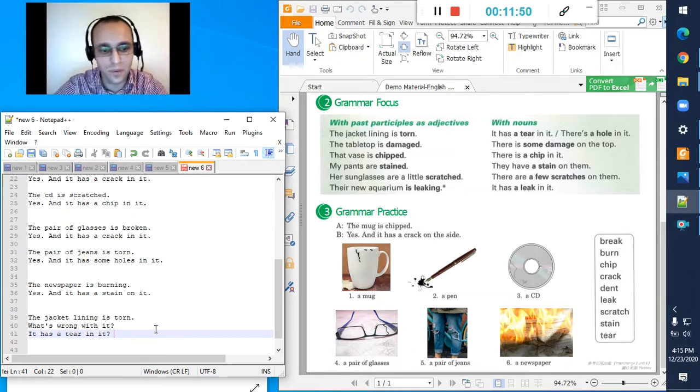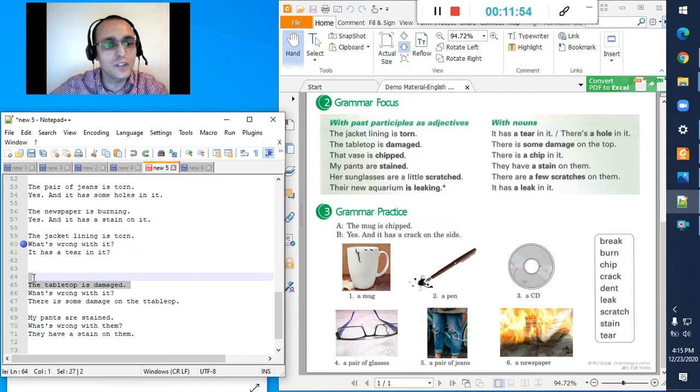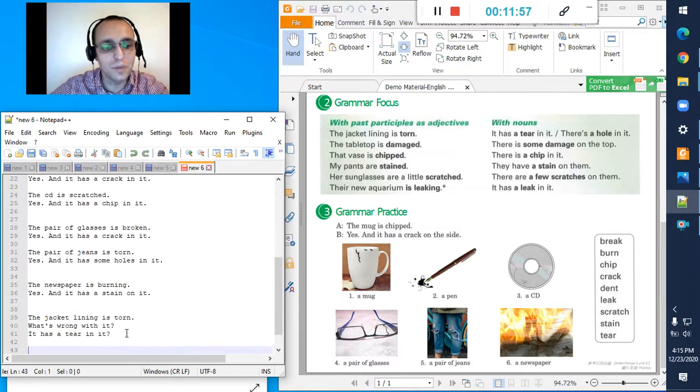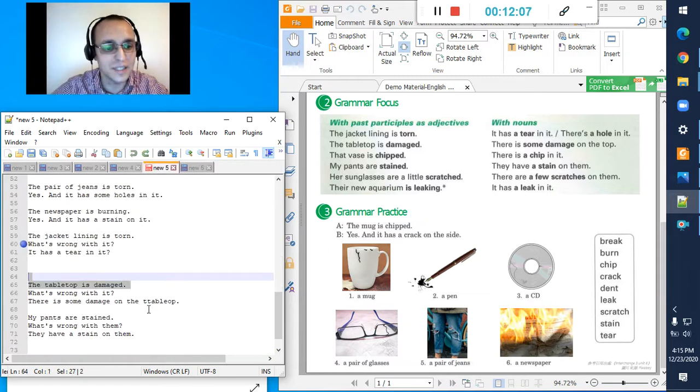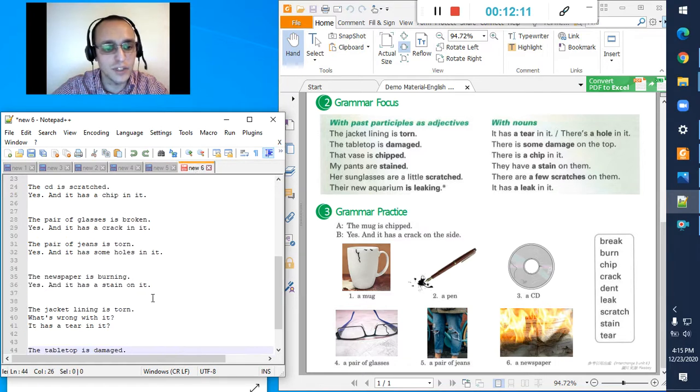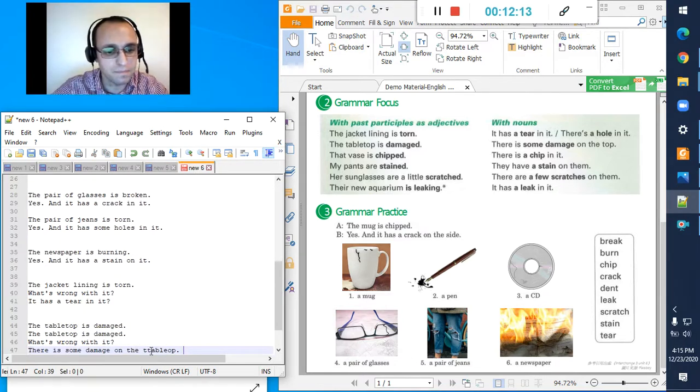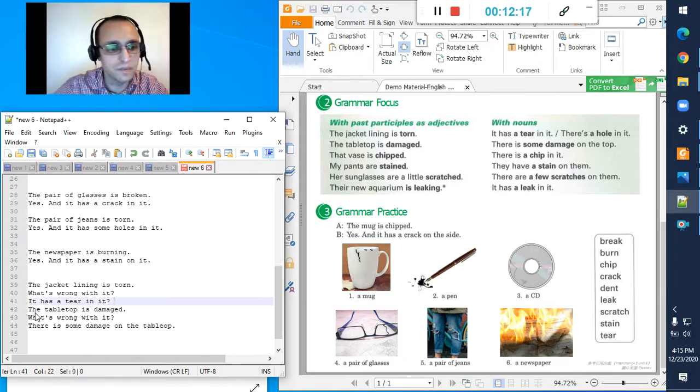Yes, great, very well. Okay, next one. The tabletop is damaged. So please repeat after me. The tabletop is damaged. The tabletop is damaged. Great, very well. So what's wrong with it? There is some damage on the tabletop. Great. Okay. And the last one.